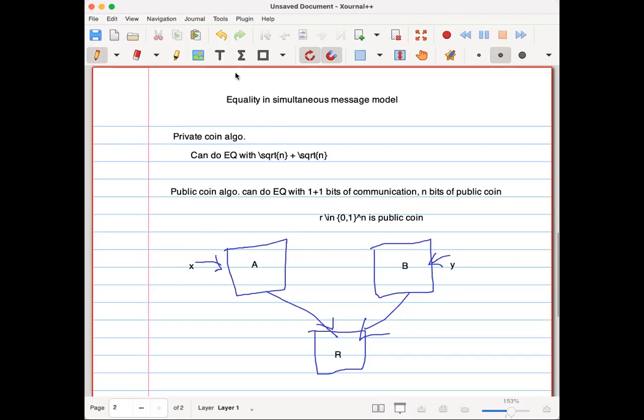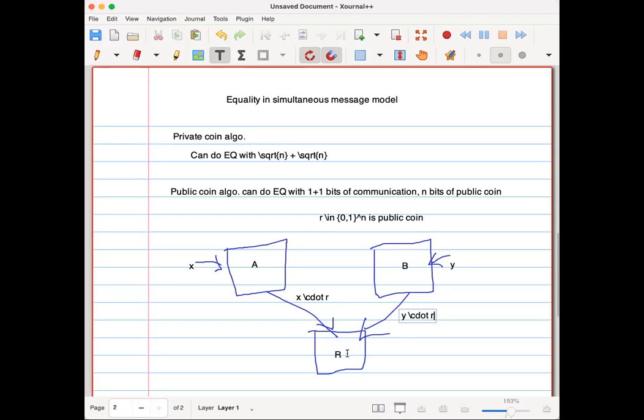So what Alice sends is just the dot product. This is the dot product treating the n-bit string as a bit vector, and addition and multiplication are done modulo 2, integers modulo 2. So this is x dot r, y dot r. Of course, if x is equal to y, these two bits will be the same.